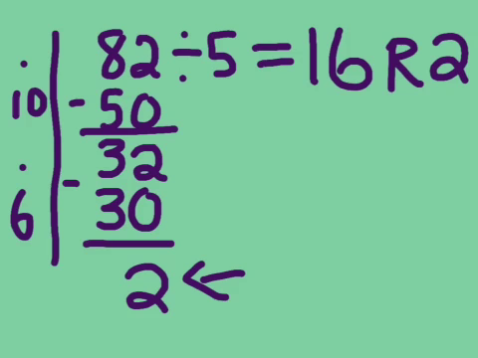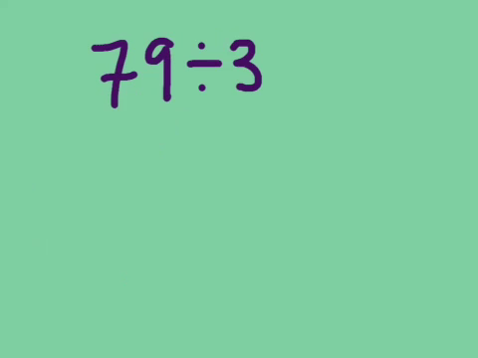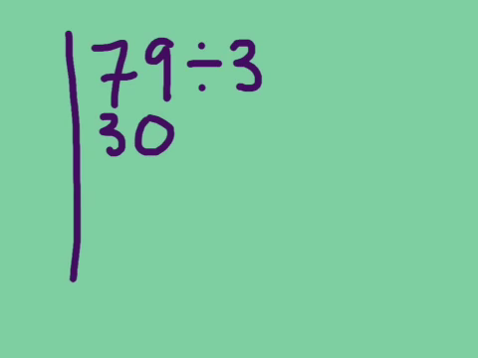Let's try another example. I want you to follow along with me on your whiteboard as we go. So our next question is 79 divided by 3. The question is, how many groups of 3 can I make out of 79? Again, I always want to try the first one, which is the obvious one, which is 10 groups of 3, because 10s are so easy to multiply. So 10 groups of 3 is 30. And I'm going to keep track of how many groups I have on the side here. So far I've made 10 groups of 3.